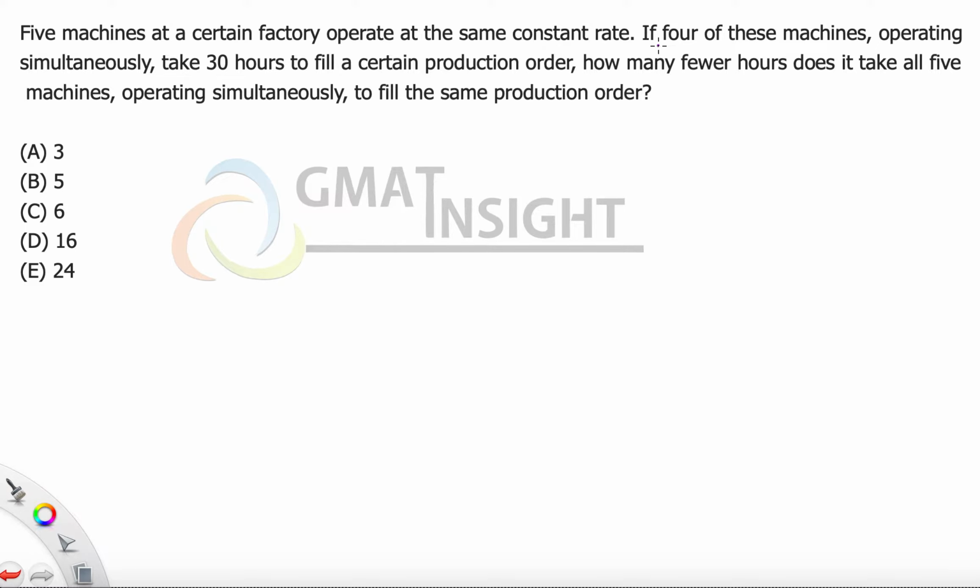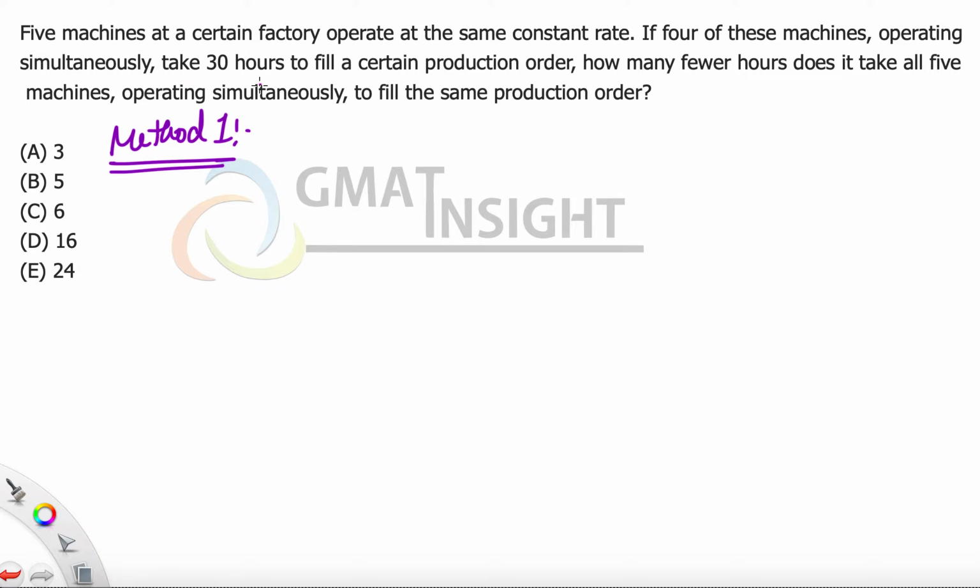the same constant rate. If 4 of these machines operating simultaneously take 30 hours to fill a production order, how many fewer hours does it take all the 5 machines operating simultaneously to fill the production order? So there are two ways we can answer this question. One way is, let me show you method number 1 first. We are using the basic unitary method to answer it.